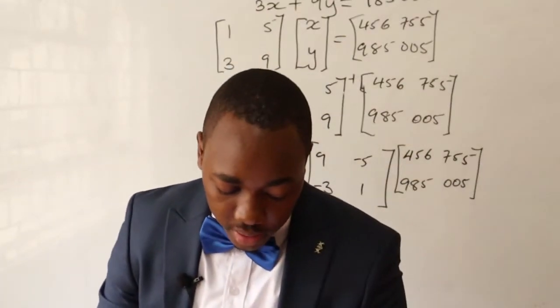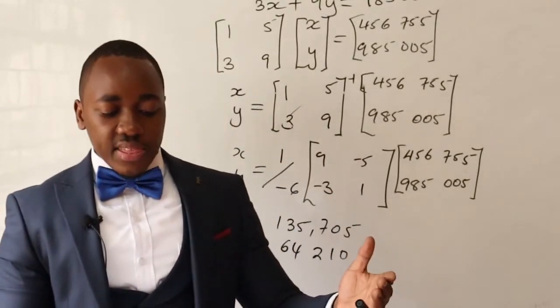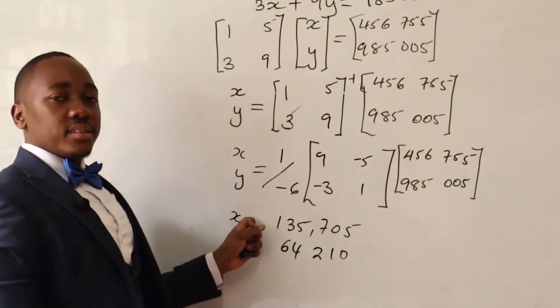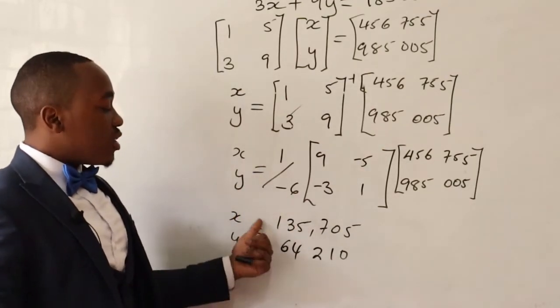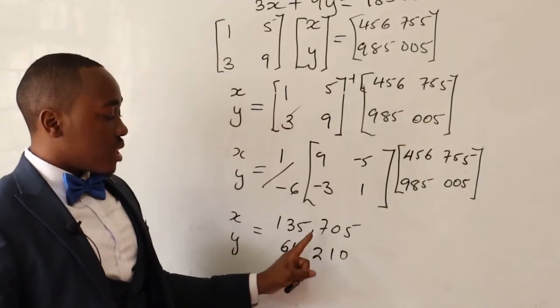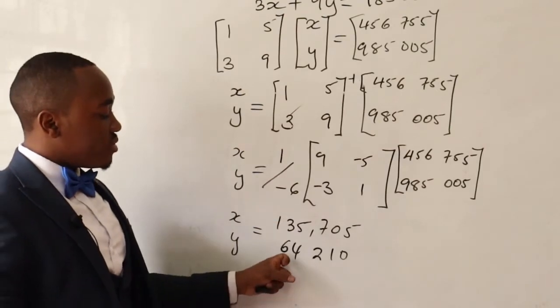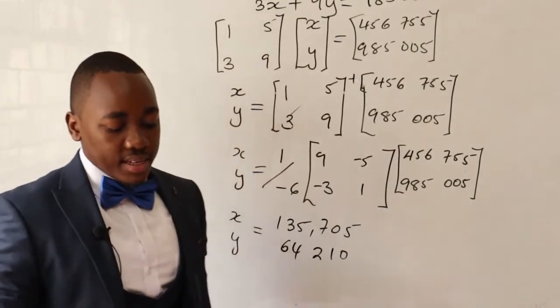So what was the requirement? Number 1, the monthly salary of an auditor and assistant auditor using matrix algebra. Remember our x represented auditor. So that means on a monthly basis, an auditor gets a salary of 135,705, but an assistant auditor gets a salary of 64,210. As simple as that.